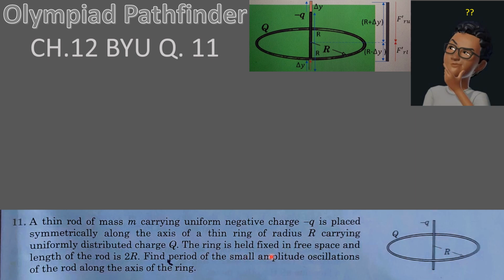The ring is held fixed in free space and the length of the rod is 2r. Find the period of the small amplitude oscillation of the rod along the axis of the ring. Let us solve this question.